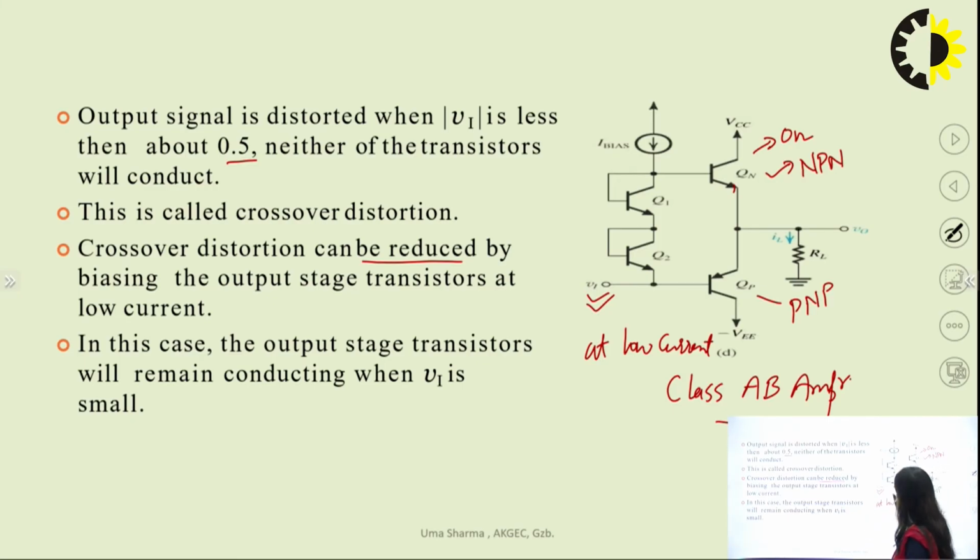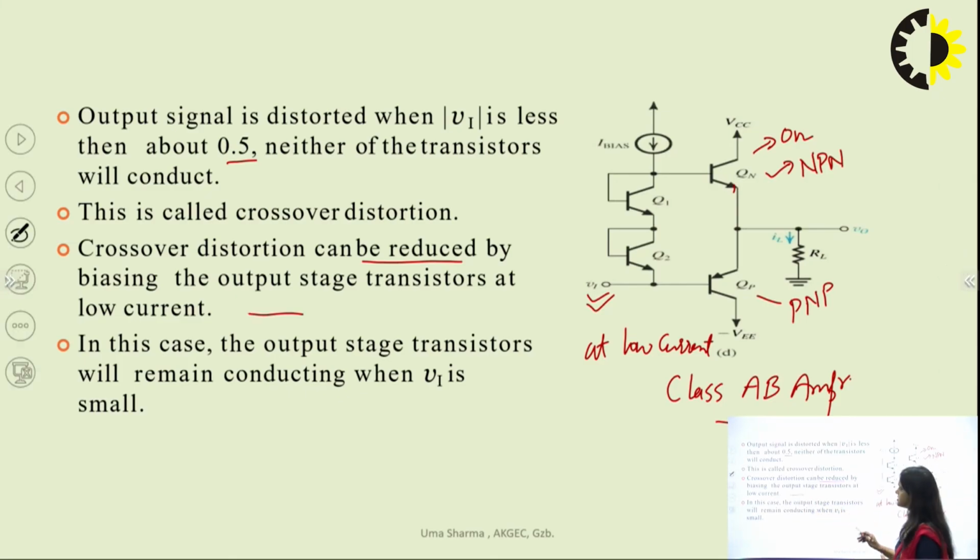To bias the transistor like this, we have added Q1 and Q2 transistors in the circuit, and due to these additional transistors, the circuit is now capable of turning on at very small voltages, because the transistors are biased at a low current. So the output transistor remains conducting whenever Vi is very small. Actually this was a problem in class B configuration. Here we have added these two additional transistors, but here the crossover distortion is not present.